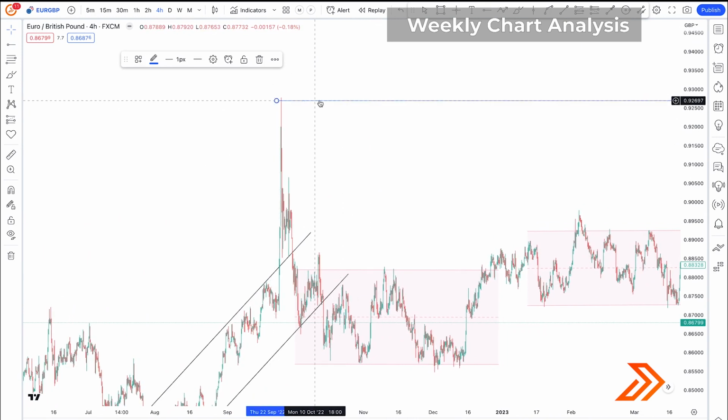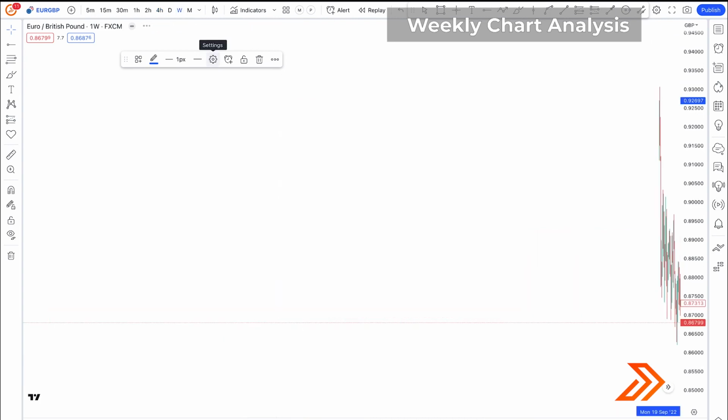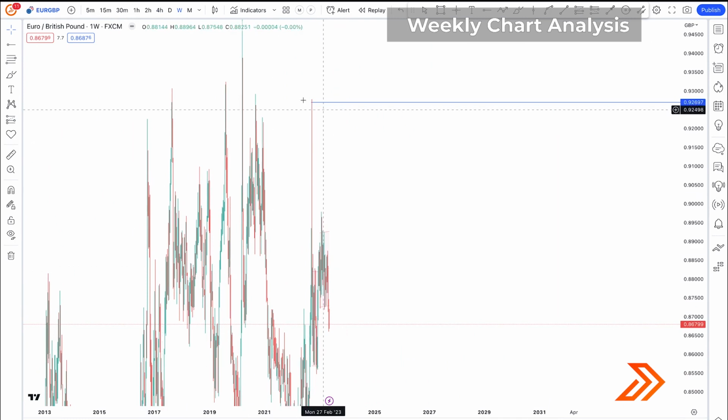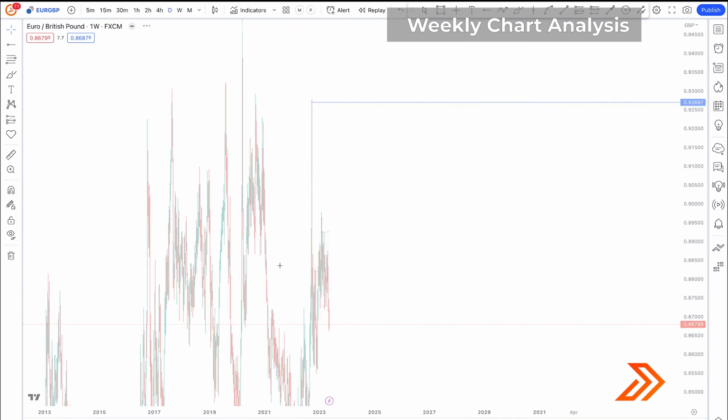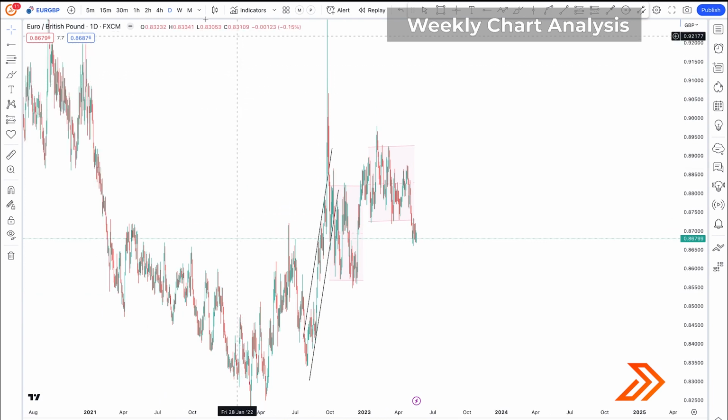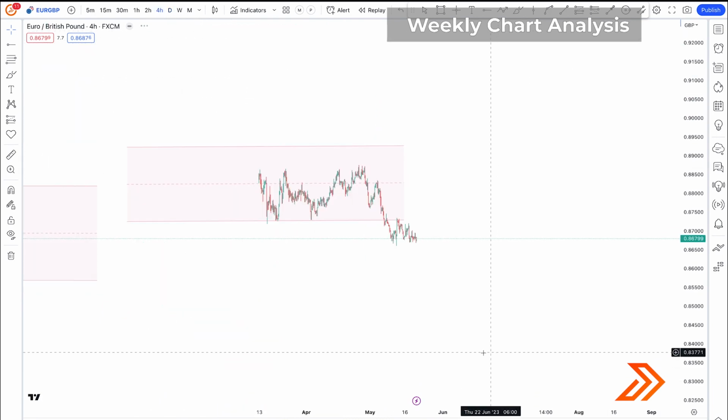So this is the high that it actually created. I think this should be the all-time high on Euro GBP. Okay, not really the all-time high. So this is the high on Euro GBP. So yes, that's the high on Euro GBP. So let's go down to the 4 hours.